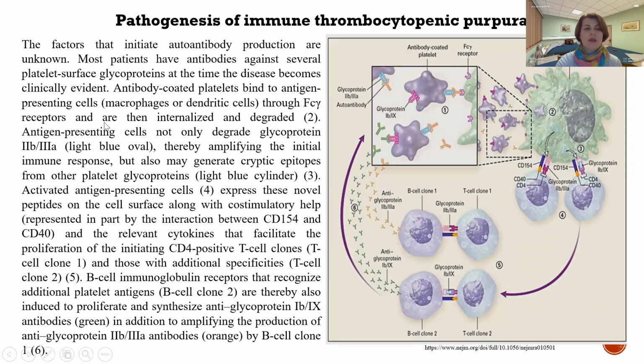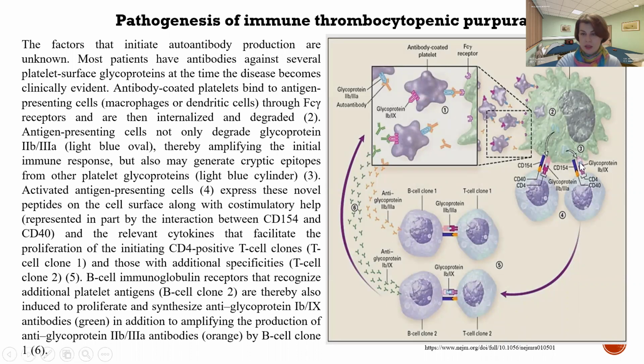Through the specific receptor and are internalized and degraded. Antigen-presenting cells not only degrade glycoprotein, thereby amplifying the initial immune response, but also may generate cryptic antitopes from the other platelet glycoproteins. They are colored with the blue. Activated antigen-presenting cells express these novel peptides on the surface along with the co-stimulatory helper.